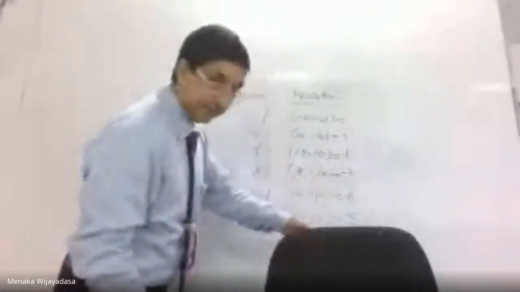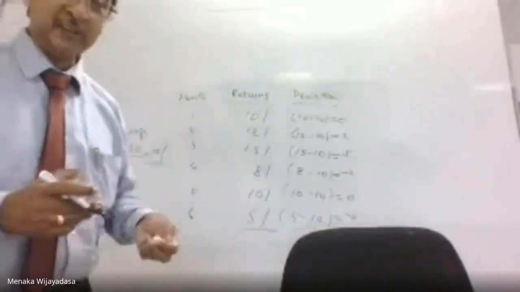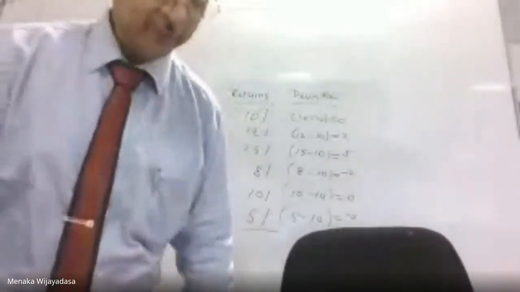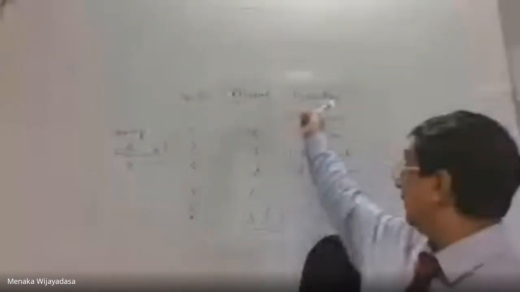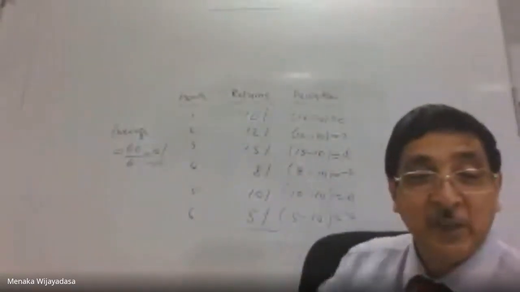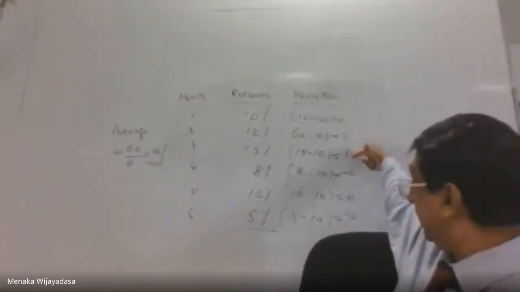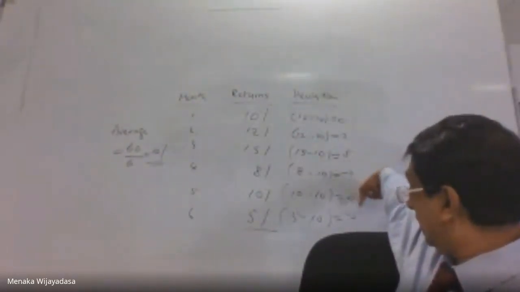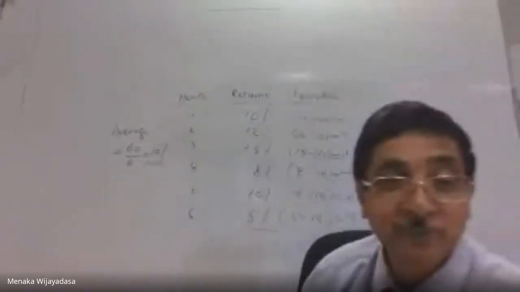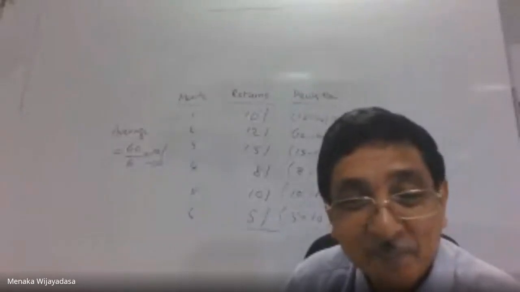Now we need to get the square of the deviations. Otherwise, what will happen? If you try to add them up, you will end up with 0. Try to do it. 2 plus 5 is 7. 7 minus 2 is 5. 5 minus 5 is 0. You can't do anything if you have that type of thing.